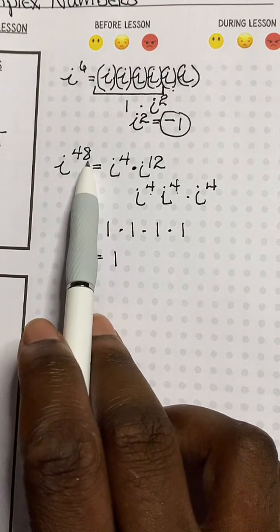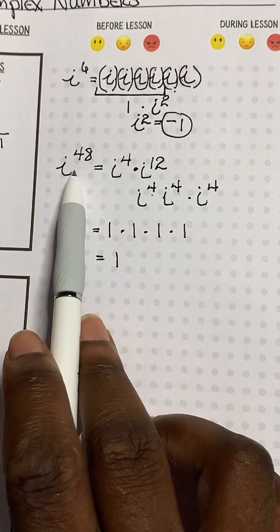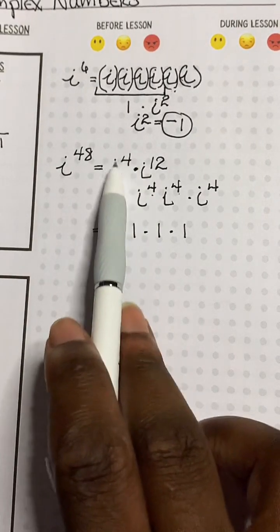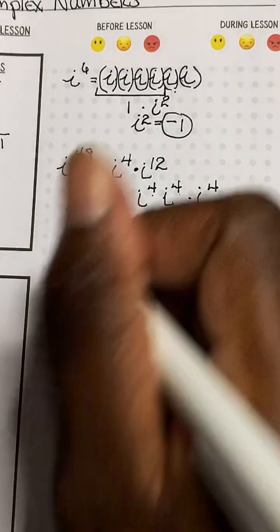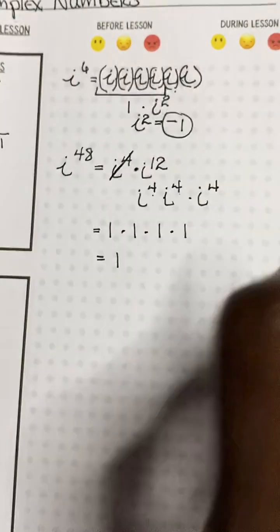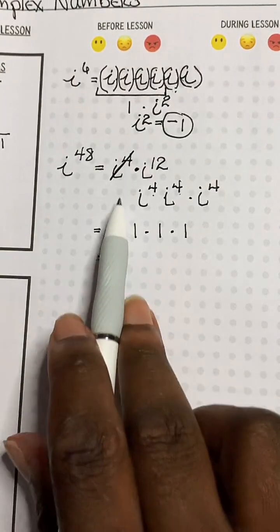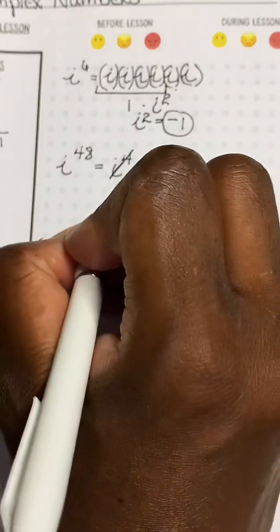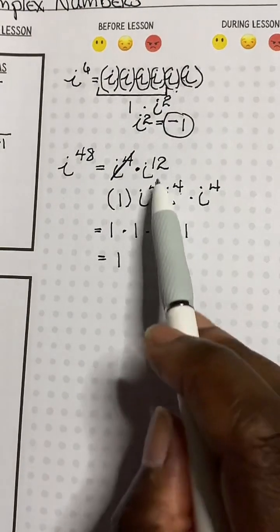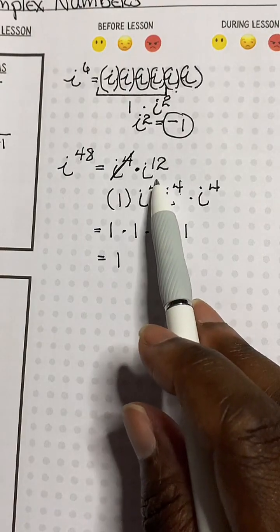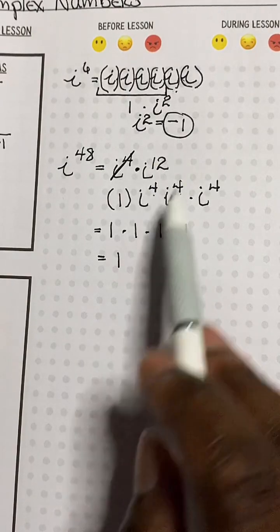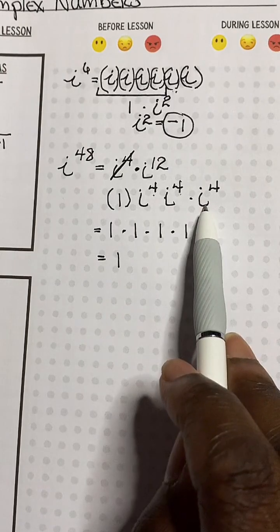So i to the 48th. I asked myself, how many groups of 4s can I get to 48? And there is 12, right? So I really don't need this because I know i to the 4th is going to be equivalent to 1. Now, I have to ask myself, let me break down this 12. How many groups of 4s gives me close to 12? It will be 3, because 4 times 3 gives me 12.